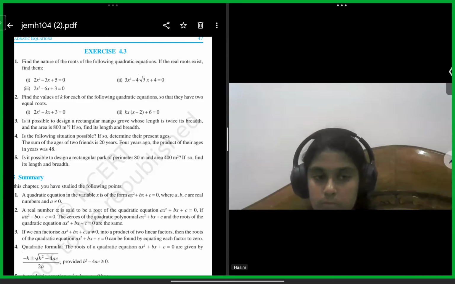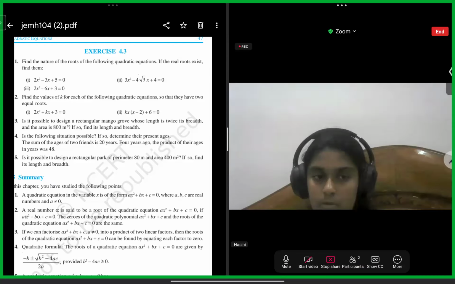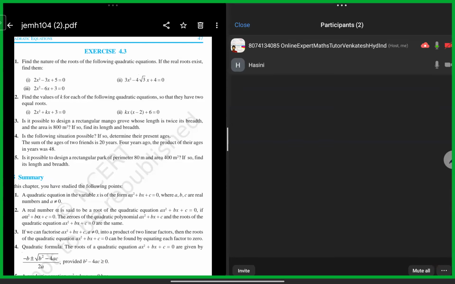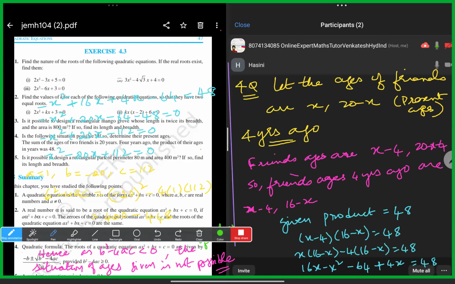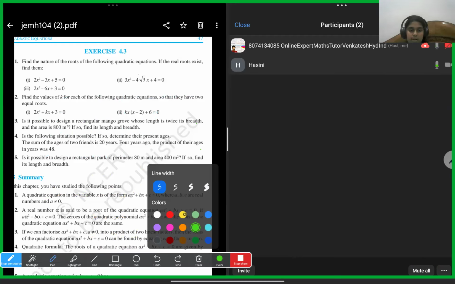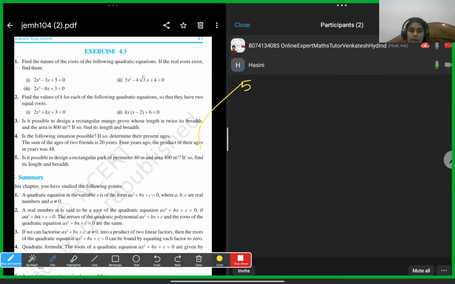Fifth question. Is it possible to design a rectangular park of perimeter 80 meters and area 400 meters square? If so, find its length and breadth. So, is it possible to design a rectangular park of perimeter 80 meters and area 400? If so, find length and breadth.